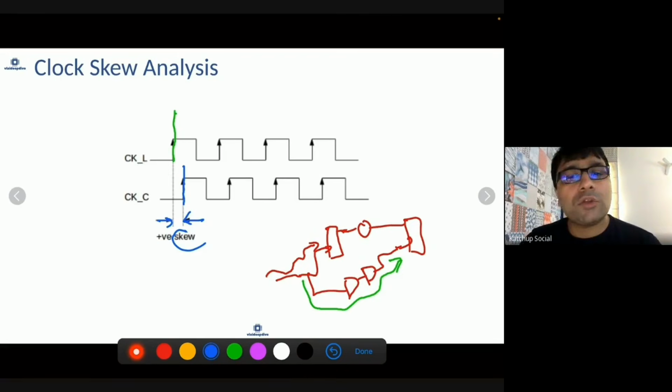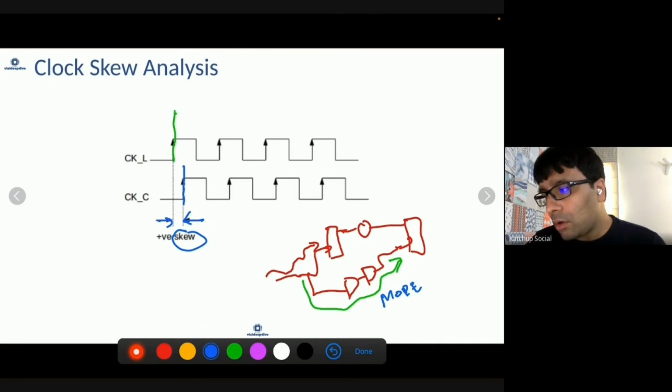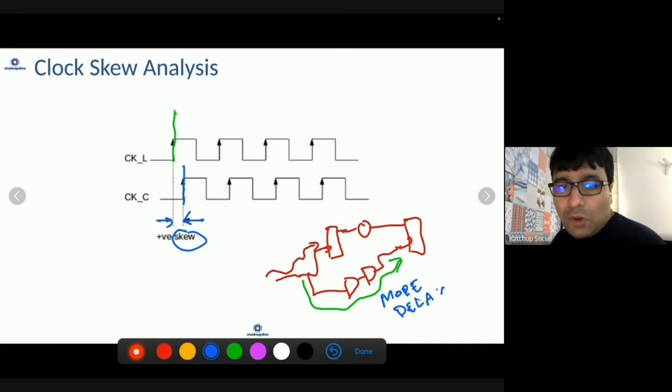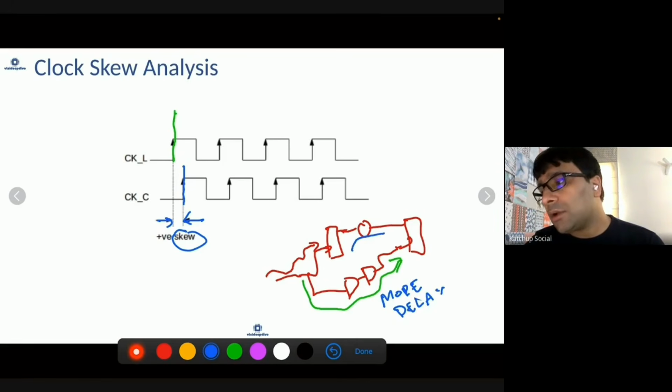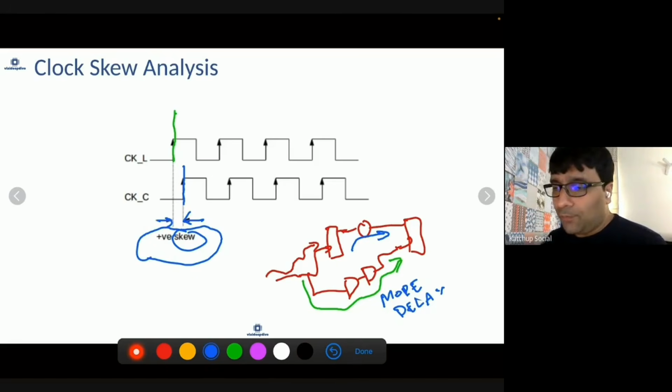When do you call skew positive? Skew is known as positive when the capture clock has more delay. When the capture clock has more delay, it gives you more time. It gives this path more required time because your clock edge is shifted, and that's why it's known as positive skew.